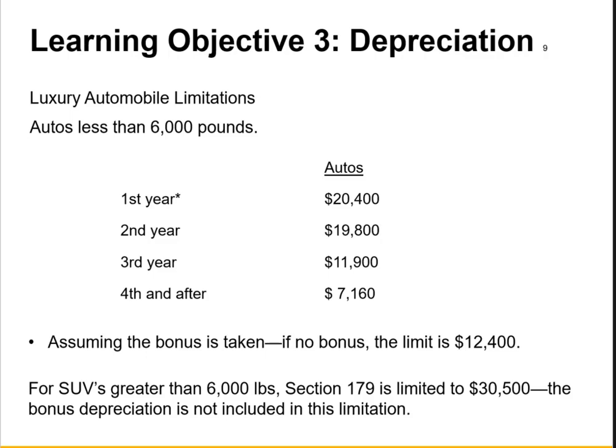That's the limit. There's also a limit on Section 179 for SUVs greater than 6,000 pounds. So a big Tahoe or Silverado or something like that might be more than 6,000 pounds. But it's still $30,500. It's still not $1,220,000 like it was for other types of assets. So there's still a significant limitation.